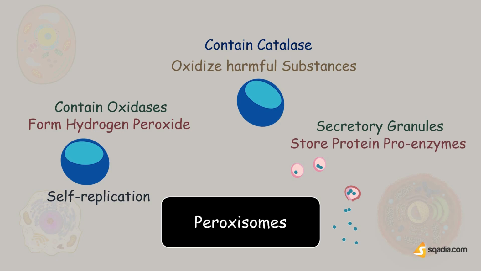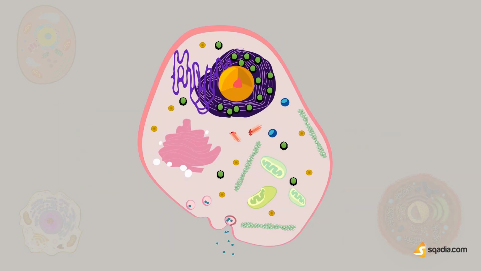These vesicles store protein proenzymes, enzymes that are not yet activated. The proenzymes are secreted later through the outer cell membrane into the pancreatic duct and then into the duodenum, where they become activated and perform digestive functions on the food in the intestinal tract.